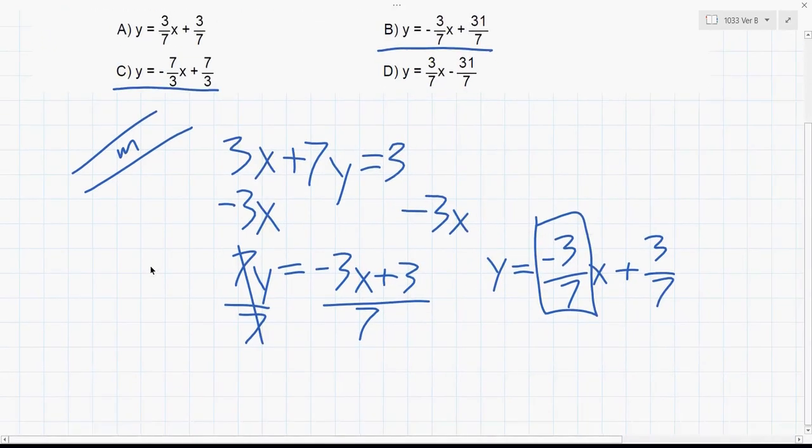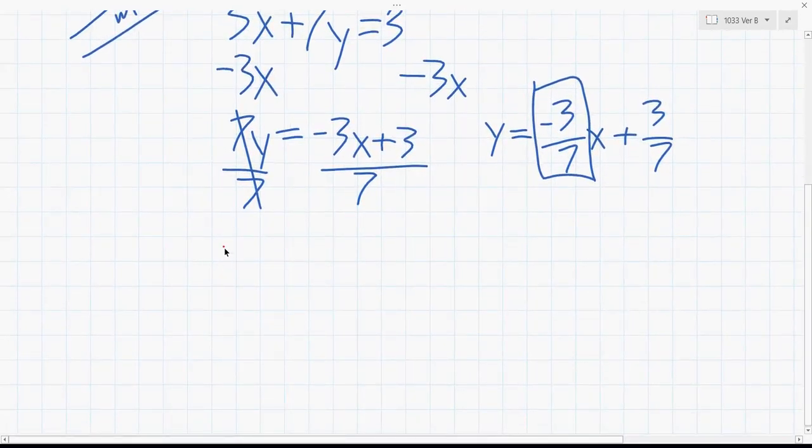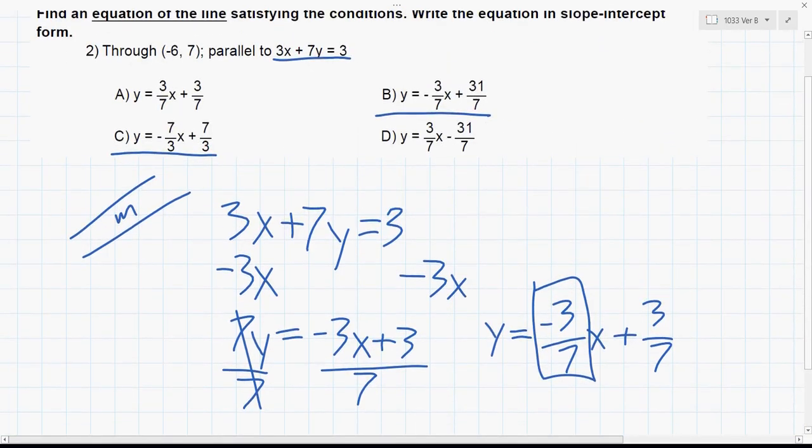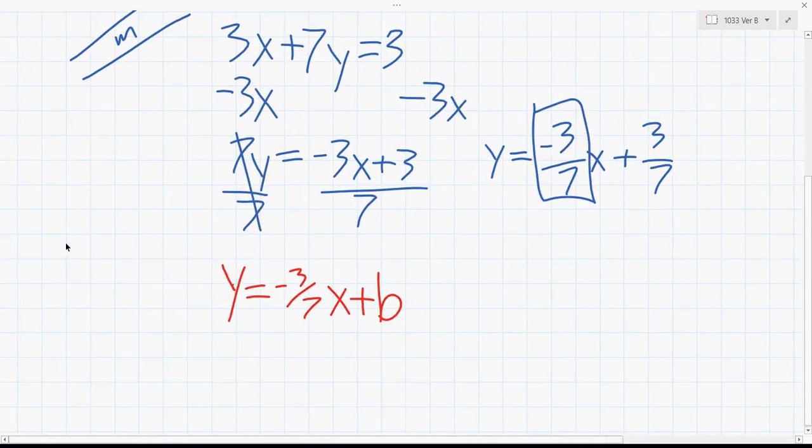I'm going to change my colors real quick for this. We're going to say y equals, instead of m, -3 over 7 x plus b. So y equals mx plus b, but I substituted m in as -3 over 7. I know the point it's going through is (-6, 7), so I'm going to put this over on the side. That means when x equals this number, y equals that number, so I can plug these two into x and y to find out what b is.